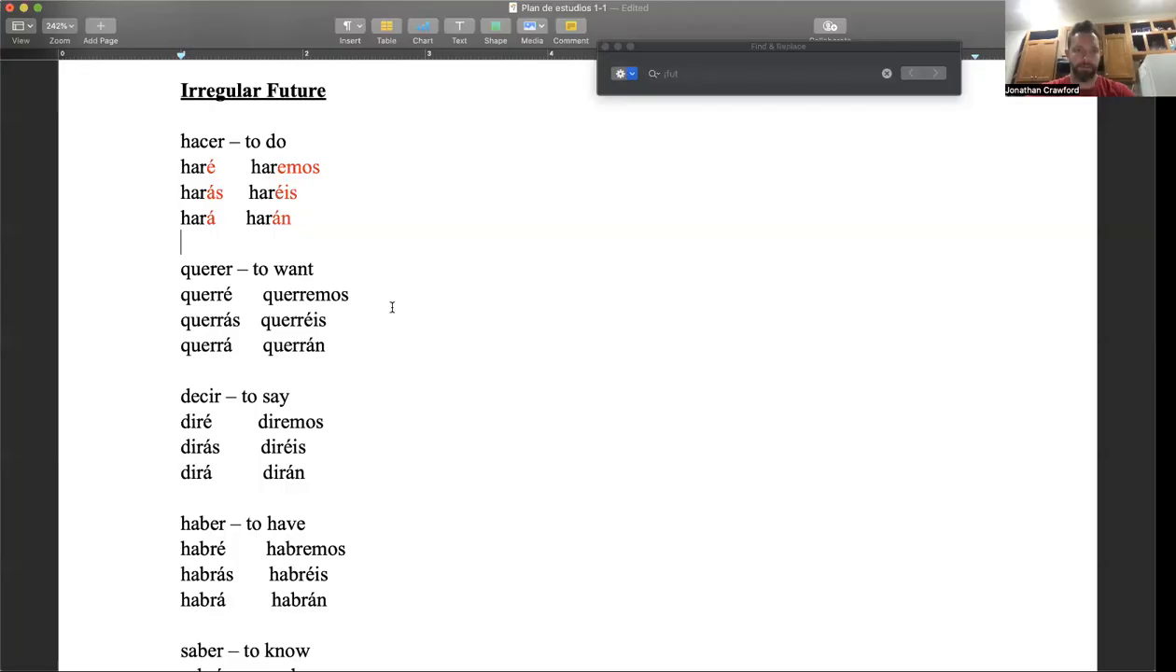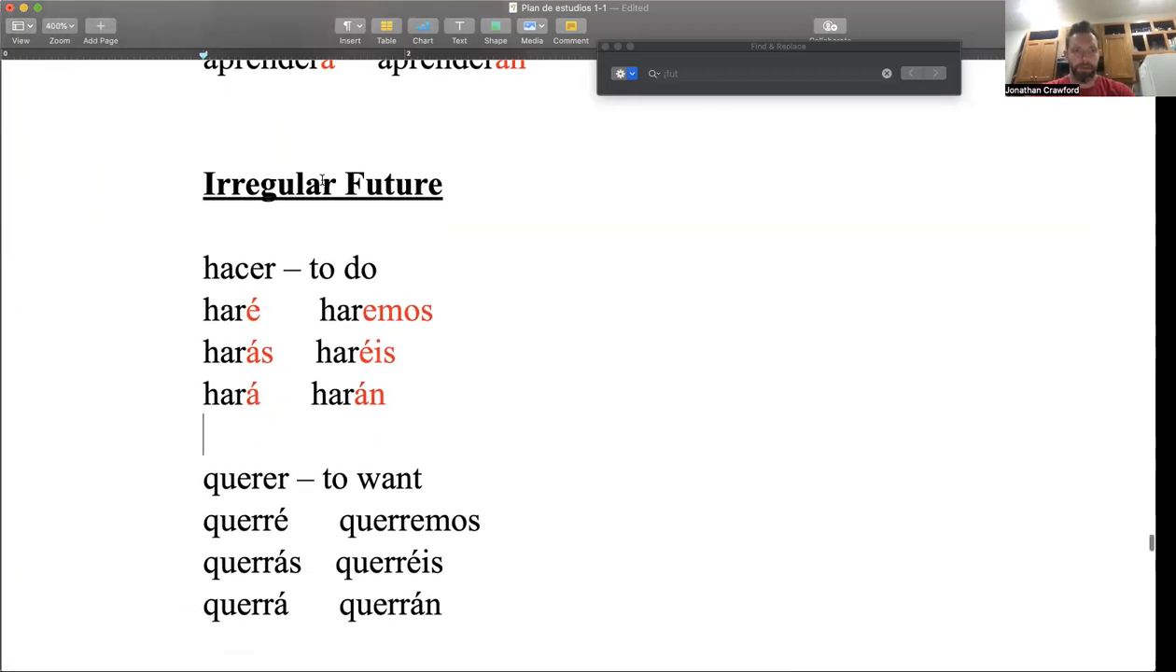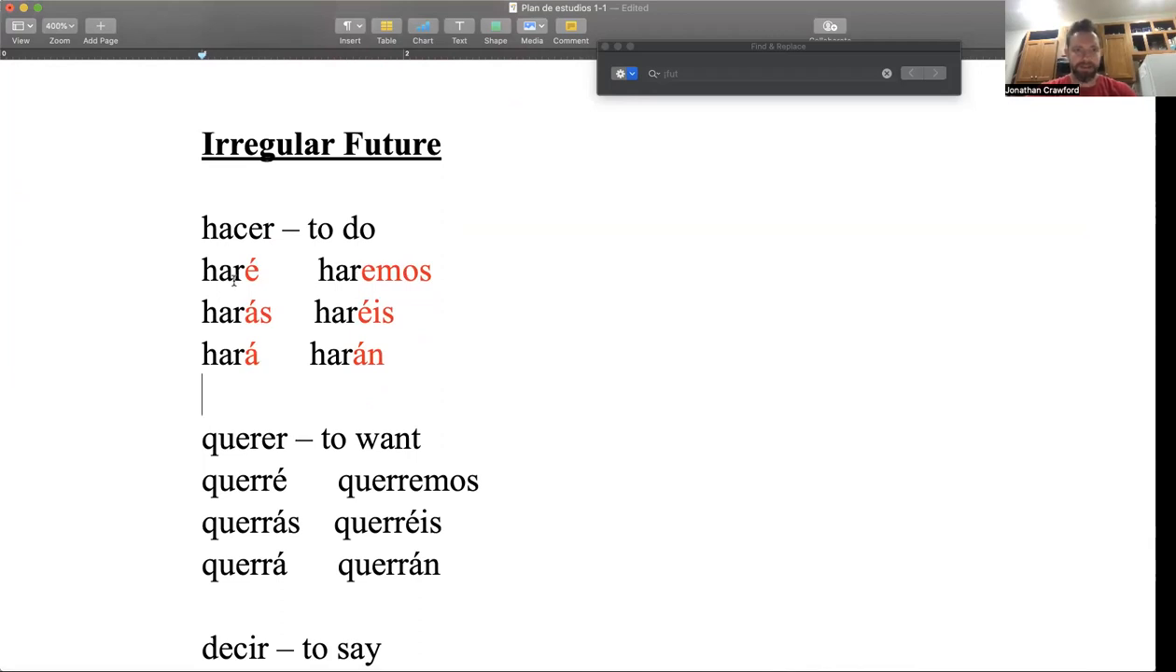In fact, I'm just going to show these right here. Let me just stop share this and I'll share this really fast. Screen share. All right, you see that? It says irregular future. So irregular future, it still has the same endings, but the root of the verb is going to be changed. So with hacer, you have haré, haremos, harás, haréis, hará, harán. It's just irregular. You just have to remember it.